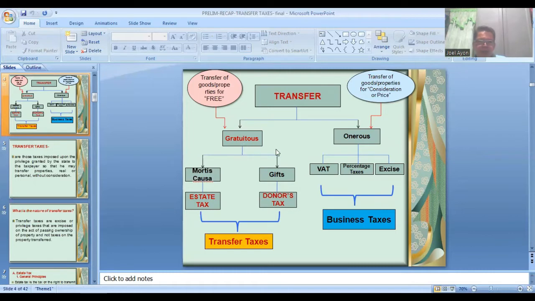So under the gratuitous transfer, we have the mortis causa, meaning at the time of death, then we have gifts or donation. So we have donor's tax, and for mortis causa, we have the estate tax. So these two are called transfer taxes, transferred gratuitously or without considerations. So again, the focus of my presentation is only gratuitous transfer. The onerous transfer will be discussed by the other reporter.